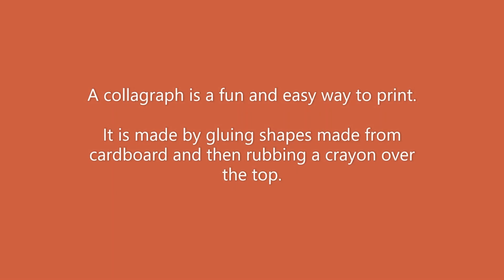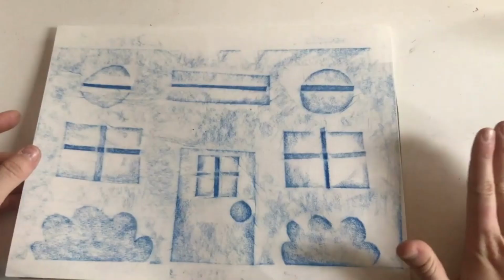A collagraph is a basic method of printing using a board or flat surface with collage materials glued onto it to form different textures. I'm going to show you some examples of collagraphs.